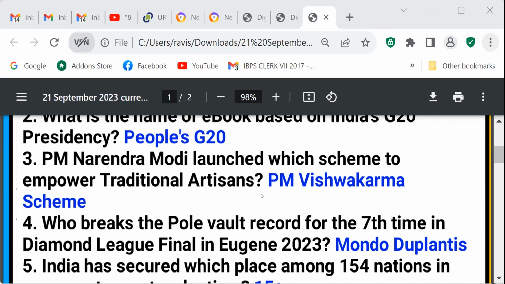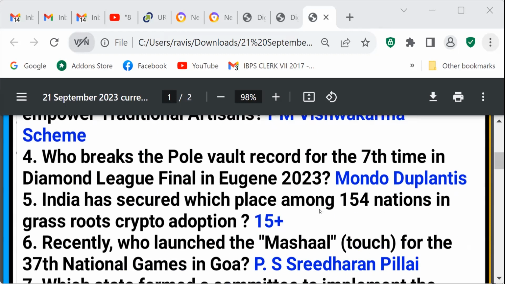Look, there was a question about artisan, you know, we saw today 1 hour back. This is the question they have asked. So that much alert they are. They are asking based on what is given in that day's newspaper. Please read. PM Narendra Modi launched which scheme to empower traditional artisans? PM Vishwakarma scheme. Who breaks the pole vault record of seventh time in Diamond League final of Eugene 2023? Mondo Duplantis.